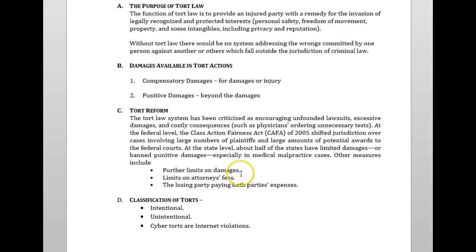There are further limits on some of the damages. There are limits on attorney fees, and there's the rule that the losing party pays both parties' expenses. What that has done is caused people to step back and say, if I lose this, if this is frivolous, I'm going to have to pay dearly for it. So there is some tort reform going on.